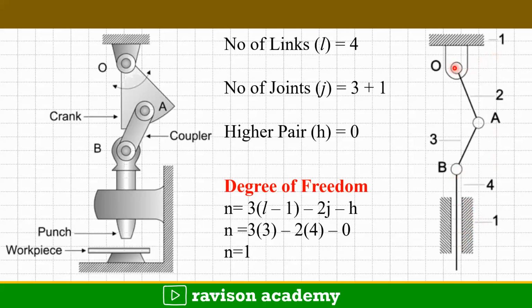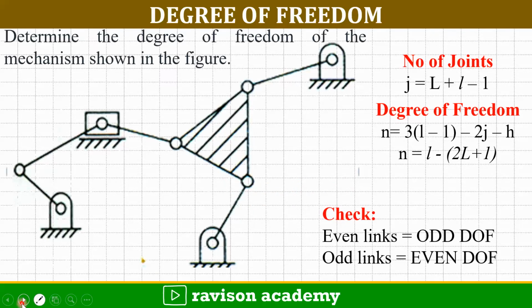Coming to the joints, here we have one joint O. Here A is another joint. B forms another joint, and 4 and 1 form the sliding pair. So here you have 4 links and 4 joints with no higher pairs. So the degree of freedom for this mechanism is 1. In this mechanism we have turning pairs and also sliding pairs.